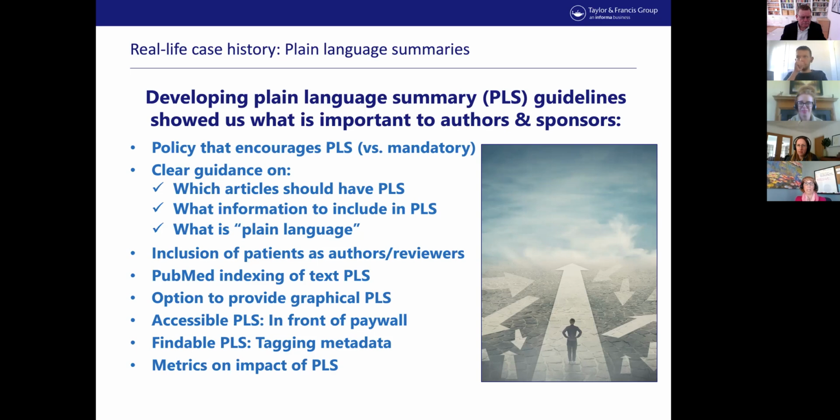Really important was making sure they were accessible, that they were in front of a paywall or open access, and also findable on our website and through Google by appropriate metadata tagging. And finally, stakeholders felt it was important that we had metrics on the impact of their individual PLS.